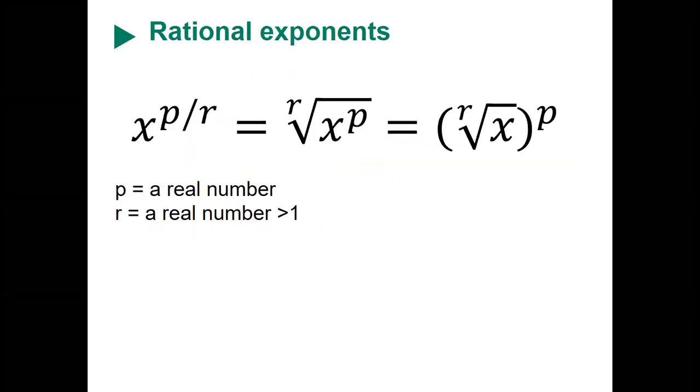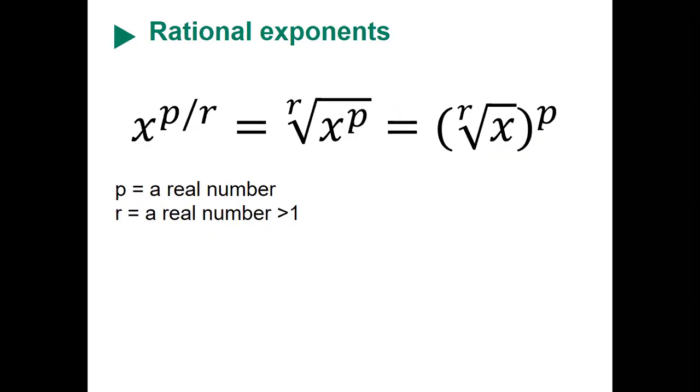So rational exponents. A rational exponent is an exponent that is a fraction. Each piece of the fraction has a role to play. If you look here, we have x to the p over r. P stands for the power, r stands for the radical. So the numerator is the power, the denominator is the radical. They're both real numbers, and r has to be a real number greater than 1. So if I have x to the p over r, there are 2 ways that I can write it. And these are your 2 ways.